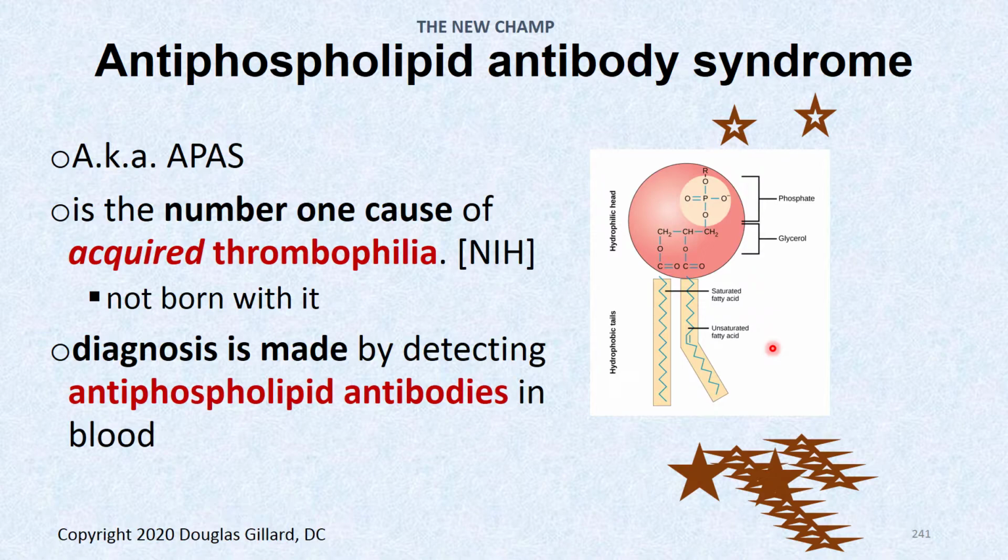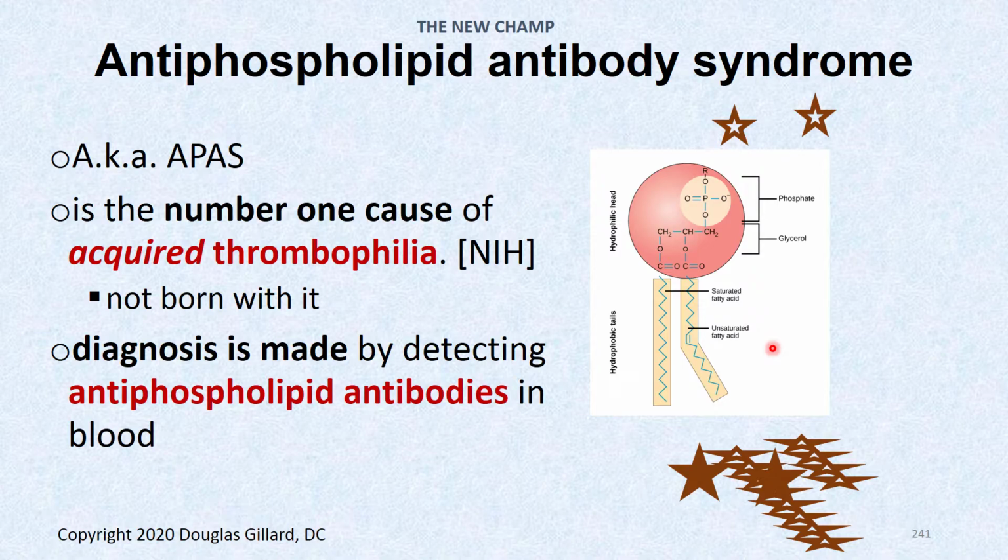All right, so we've talked a lot about it. It looks like it's the new champ, but it's almost dethroned the old champ, factor 5 Leiden. What's the deal with this antiphospholipid antibody syndrome, APAS? It's the number 1 cause, according to the NIH, the number 1 cause of acquired. It is, undisputedly. There's no other one close to this. Whether or not it's the number 1 cause of thrombophilia in general, it's very close between it and factor 5 Leiden. But with regard to the acquired, develop these over time, it's number 1.